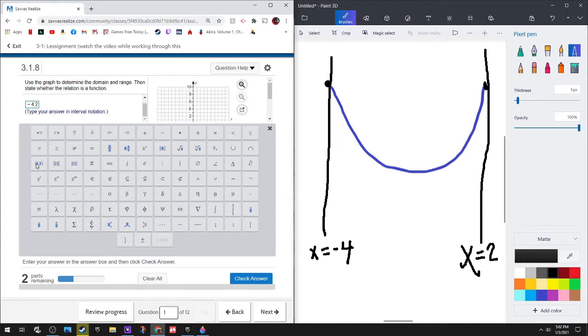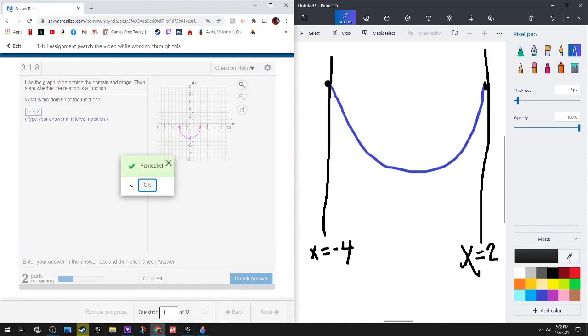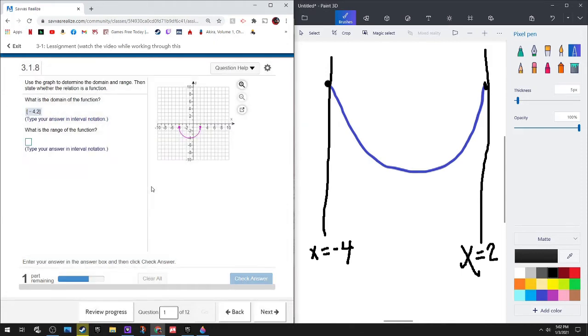Aha. Wait, here's a parentheses. We don't want parentheses though. Oh, here it is. We want this guy, this bracket. So what I'll do is at the beginning I'll put a bracket, and at the end I'll put a bracket. And that's how we say domain in interval notation. So this isn't the point -4, 2. This is saying domain goes from -4 to 2. And that's what we want.